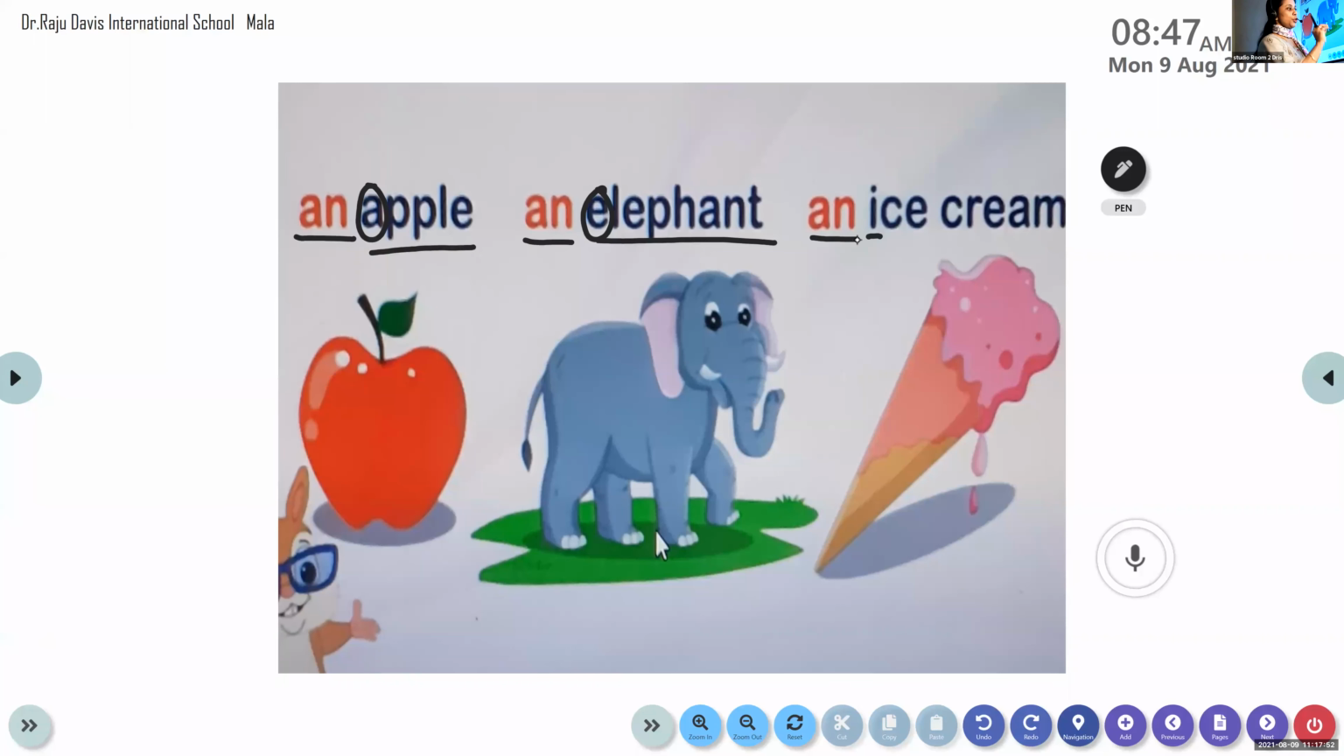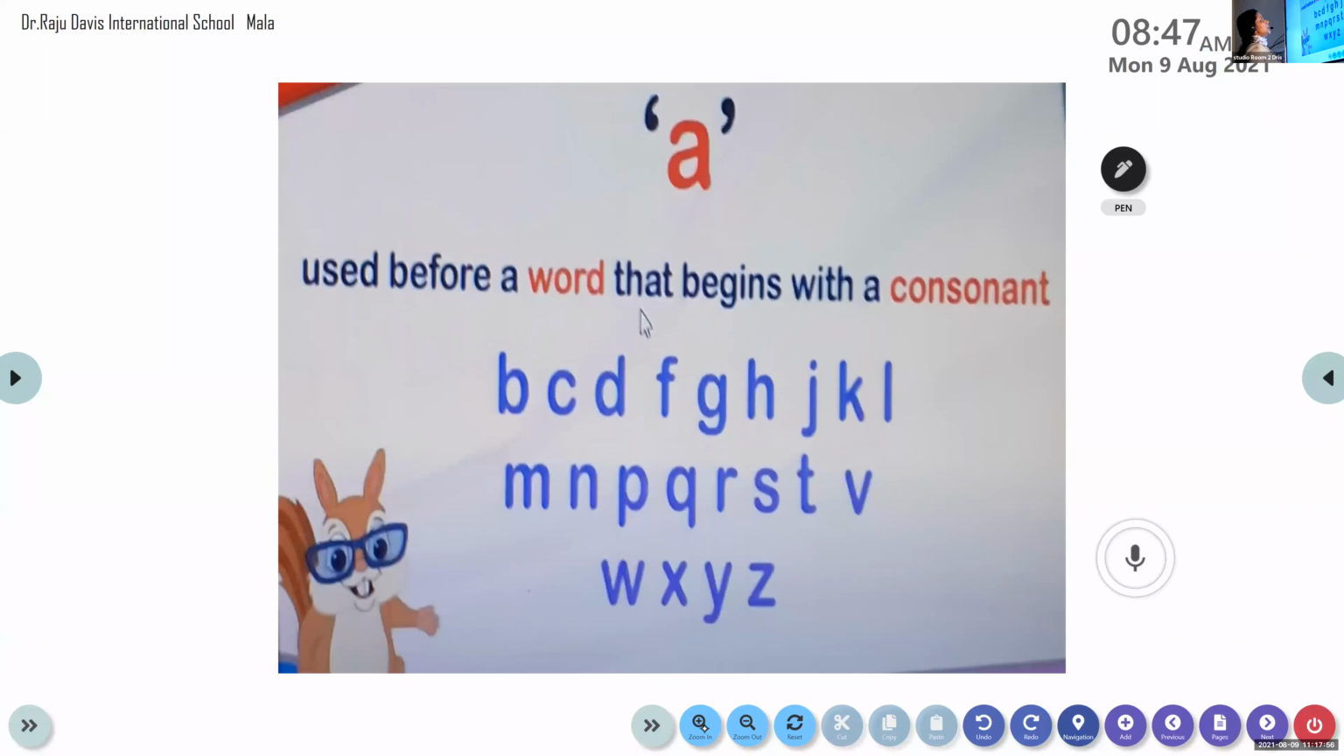Now let's move on to the next. That is all about the consonants. Please have a look at it. We know that out of the 26 letters, 5 are called vowels, and how many letters remain, my dear children? Remaining how many letters are there? 21. And 21 letters are consonants.